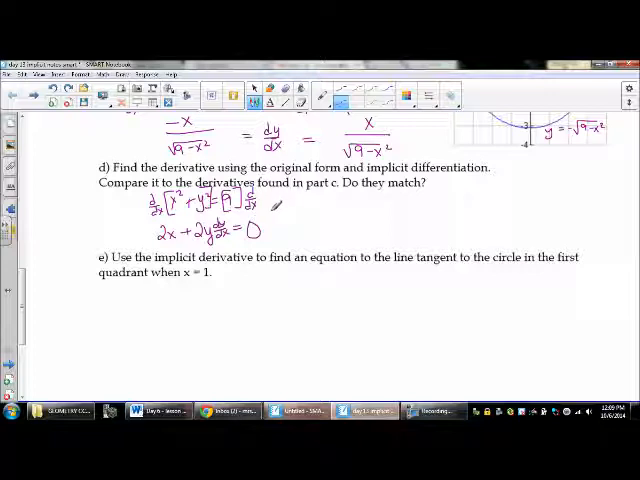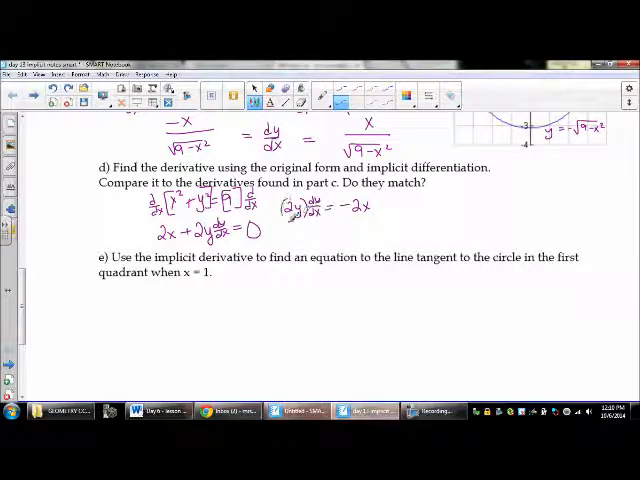So, step 1, differentiate both sides with respect to x. Step 2, get dy/dx all by itself on one side. So if I do that, and I get the dy/dx term all by itself on one side, I'm going to have 2y dy/dx equals negative 2x. I think step 3 says factor out dy/dx. I don't really need to do that.